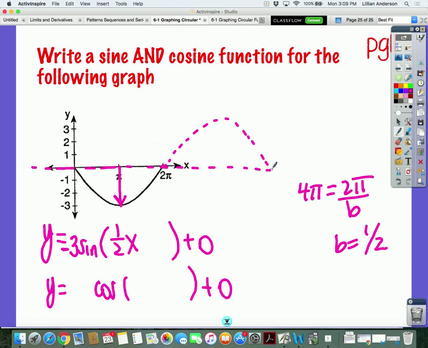Is there a phase shift? Not for sine. So there's your equation. If you want to clean it up, you can. It's going to be a negative 3 sine 1/2 x. For cosine, A, B, and D are all the same. So B is 1/2. A is still 3. And would it be a negative?